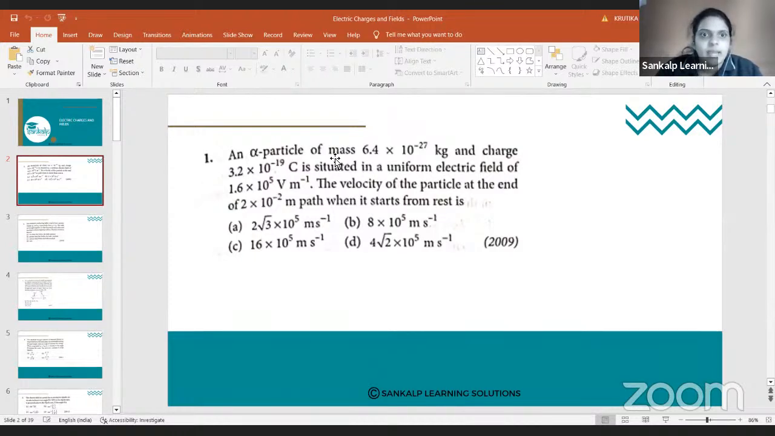Okay. So an alpha particle of mass 6.4 into 10 raised to minus 27 kg and a charge 3.2 into 10 raised to minus 19 coulomb is situated in a uniform electric field of 1.6 into 10 raised to 5 volt per meter. The velocity of the particle at the end of 2 into 10 raised to minus 2 meter path when it starts from rest is. So first understand the question here.